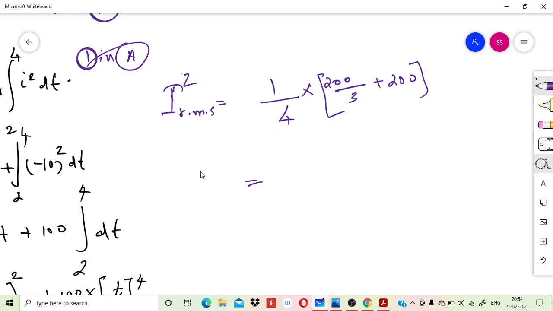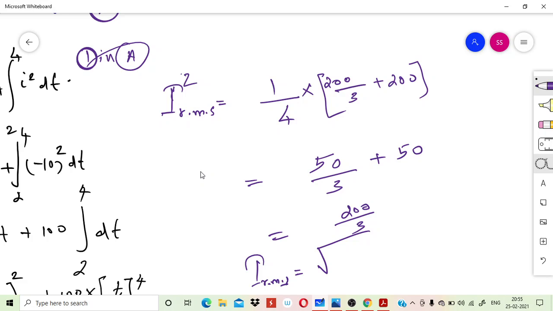So that will be equal to 1 by 4 into 200. That means 50 by 3 plus 50, and that's equal to 50 by 3. So 150, 200 by 3 I will get. So the IRMS value will be equal to under root 200 by 3 ampere. Okay, this is about the RMS value.